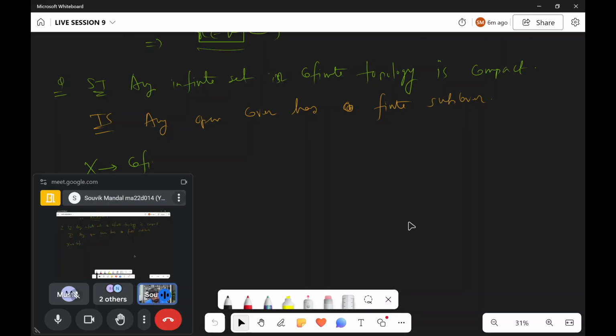So X with cofinite topology. Of course, the cofinite topology is defined on an infinite set, so there is nothing to mention. It has to be infinite.